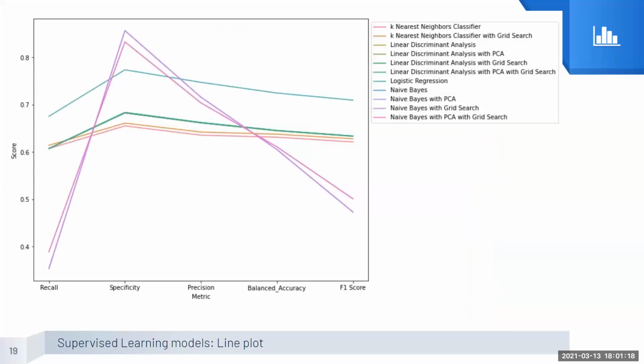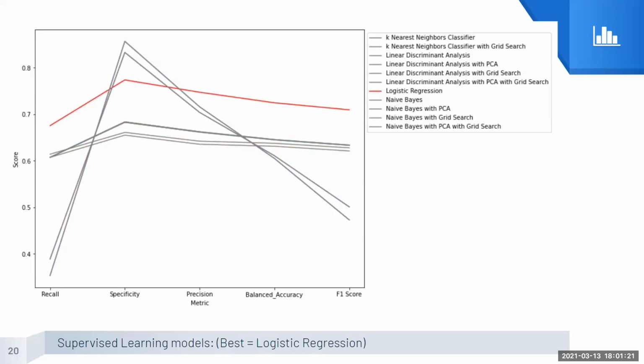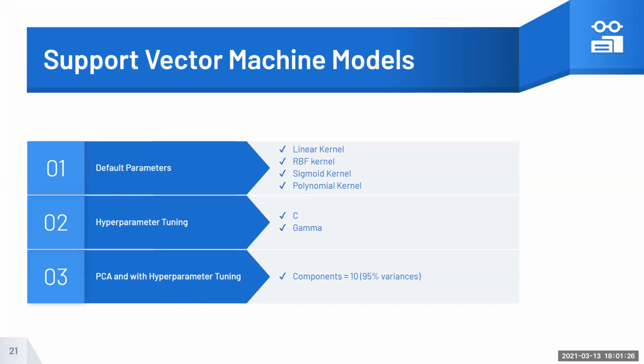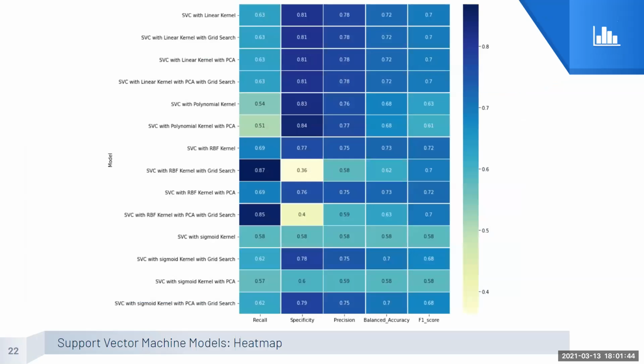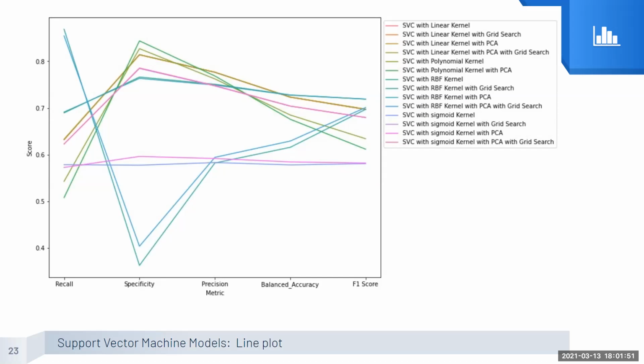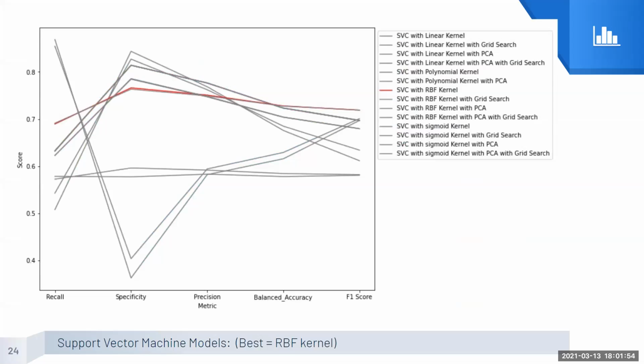And the best model out of this supervised learning was logistic regression. We also compared support vector machine models, passing linear, RBF, sigmoid, and polynomial kernels. Hyperparameter tuning was applied with grid search and passed C values and gamma values. And we also applied principal component analysis. We get all results for support vector machines with the heat map and the line plot. And these plots show that the best support vector machine is the one with the RBF kernel.